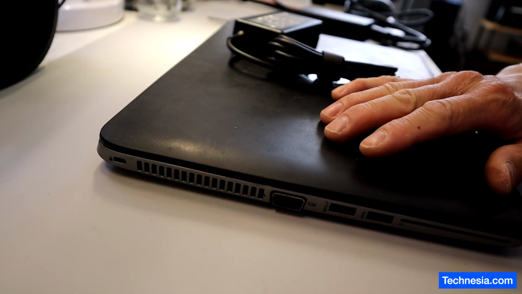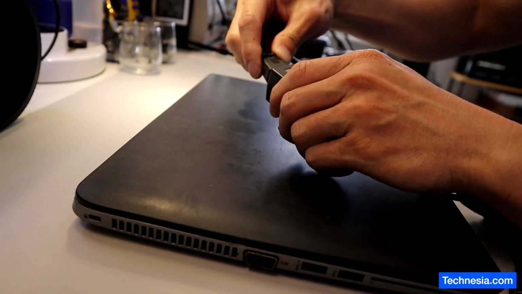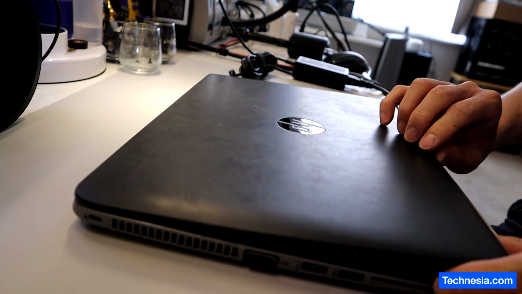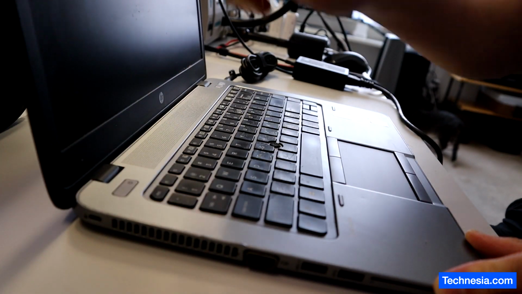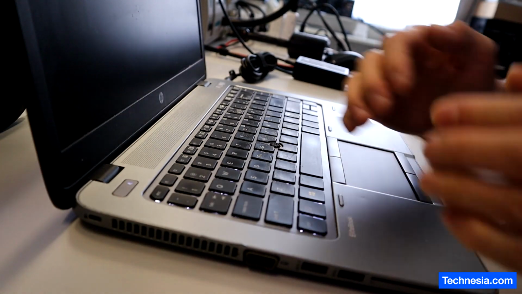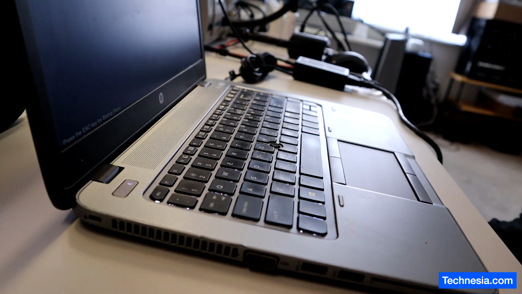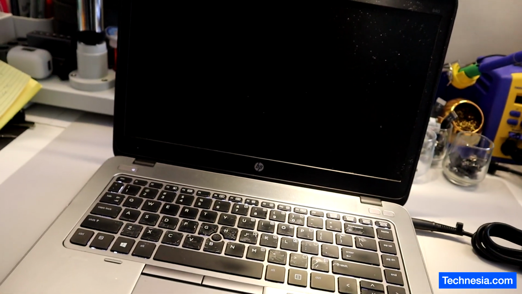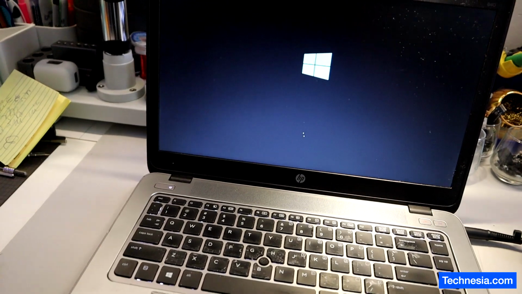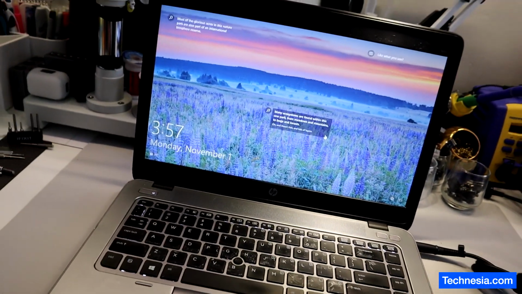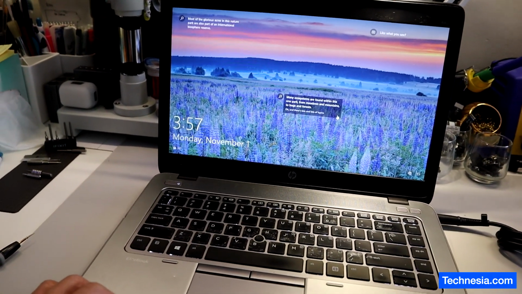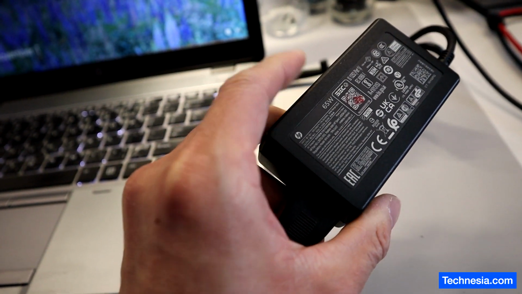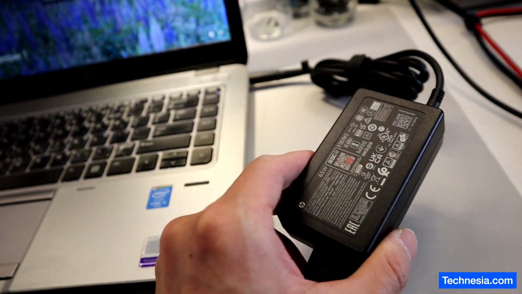All right, let's test this laptop with another charger. Whoop, look at that. The laptop is working now. So there you go, a simple fix. All I need to do is just replace the charger that the customer gave me with a new working charger.